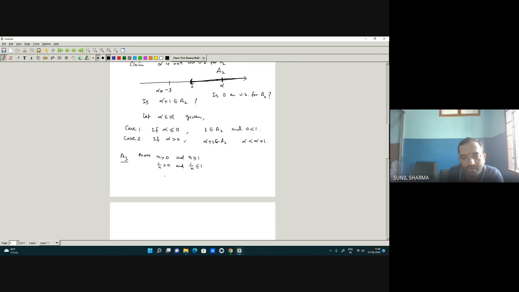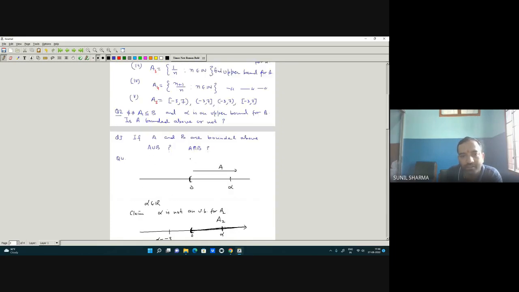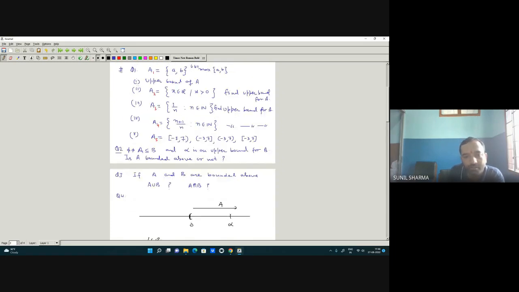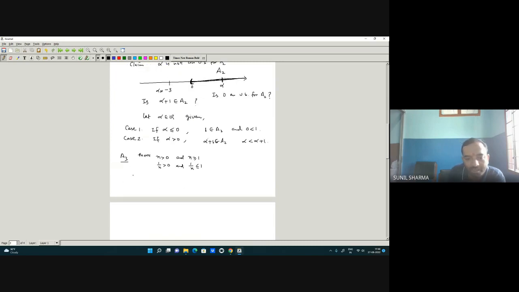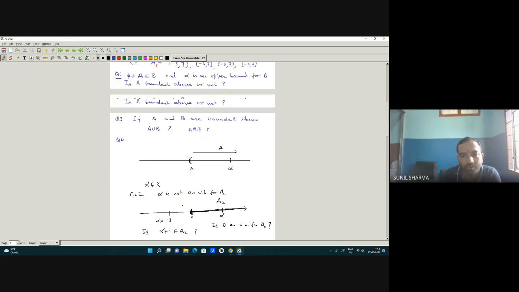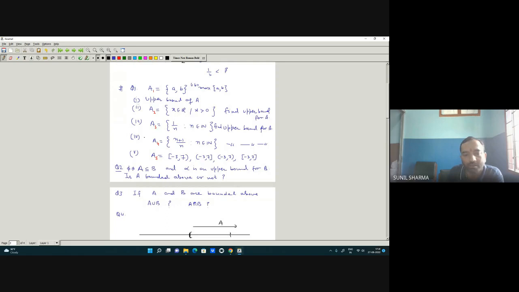So what is the set A3? 1 upon n, n belongs to natural number, right? So it means all the elements, you can take any n in N such that 1 upon n is less than or equal to 1. So 1 is the upper bound by definition of upper bound. So now quickly tell me what is the upper bound for A4?